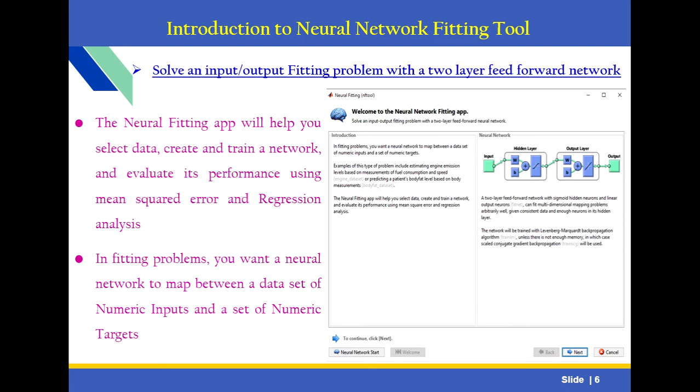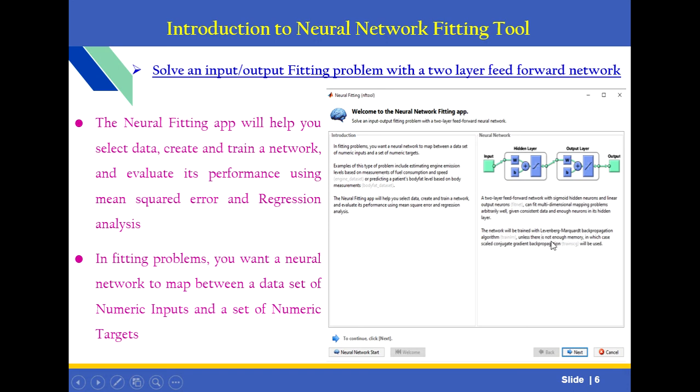Then the final one is the output layer. This output layer produces the result for given inputs. It is responsible for producing the output. Then normally in the fitting app, the feed forward neural network, there are some algorithms used for training. What algorithm is used here? Levenberg algorithm is used for this one.